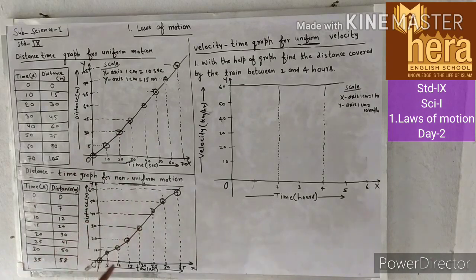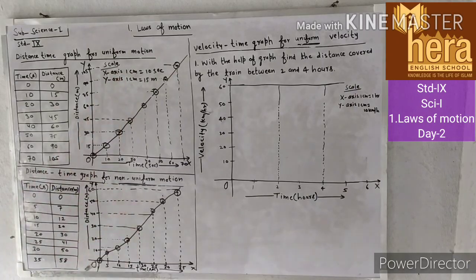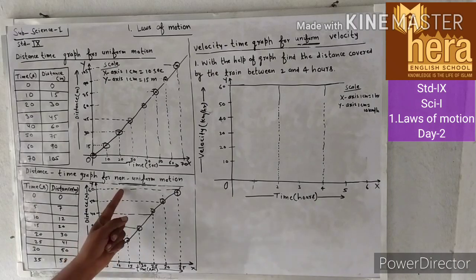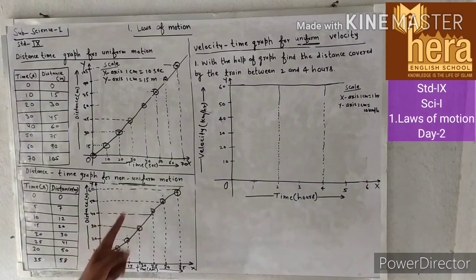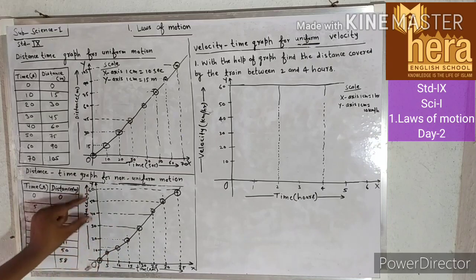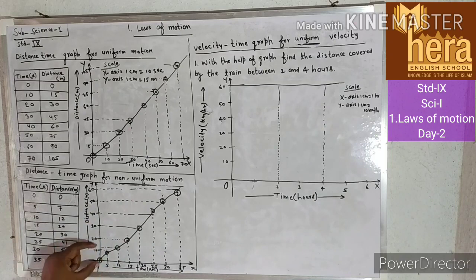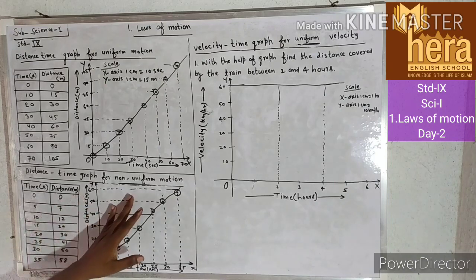On x-axis, 1 centimeter is equal to 5 seconds. Understood? On y-axis, you have to write 1 centimeter is equal to 10 meter. Understood? So I forgot to write scale in this graph. Okay.